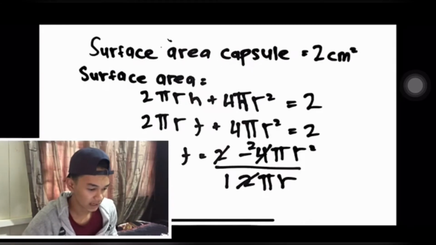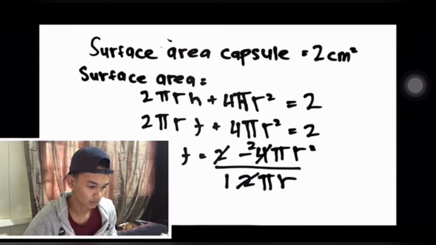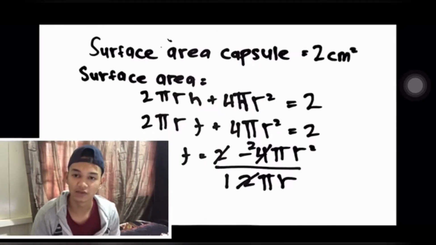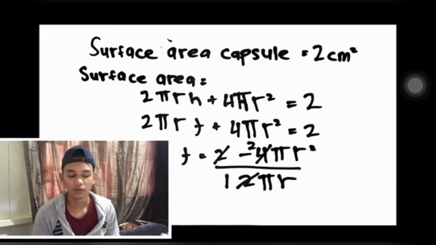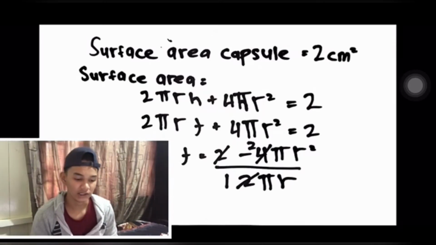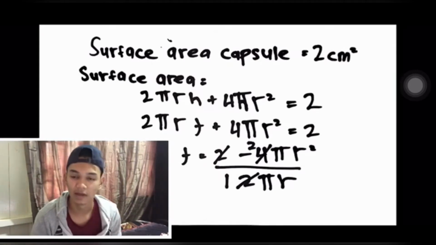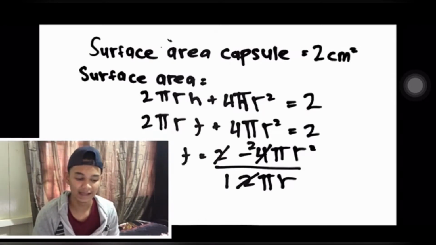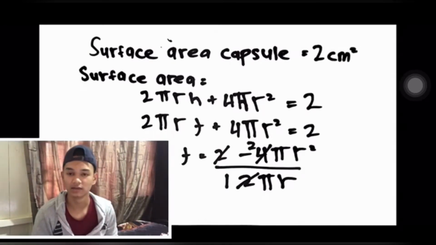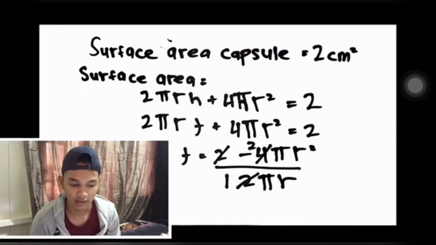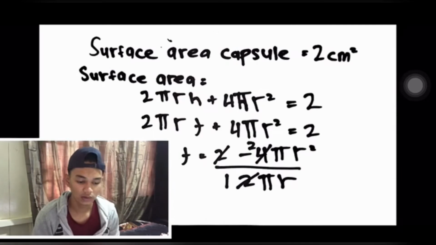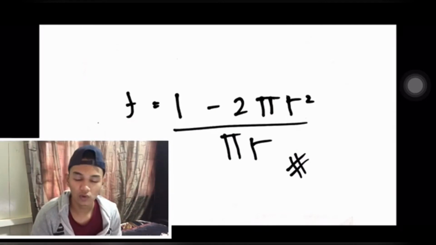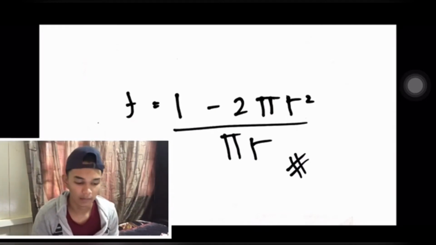So we go to the next slide. Surface area of the capsule equal to 2 cm squared. So surface area equal to 2 pi r h plus 4 pi r squared equal to 2. So we change h to t. It will be 2 pi r t plus 4 pi r squared equal to 2. So the answer is t equal to (1 minus 2 pi r squared) over pi r.